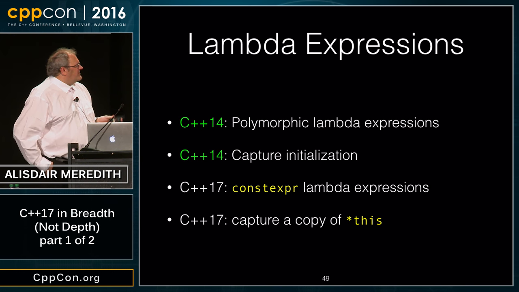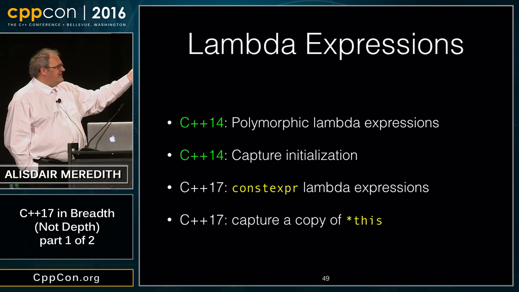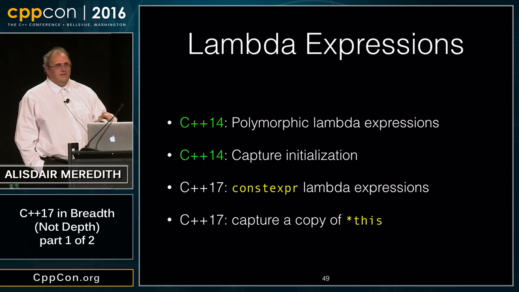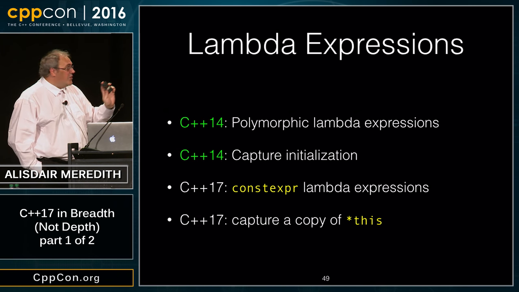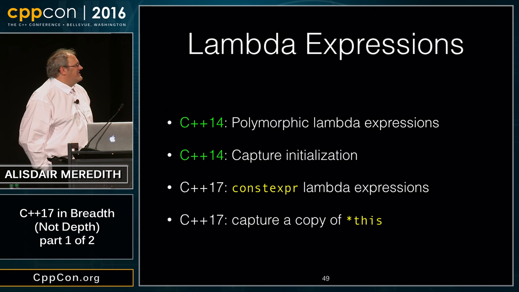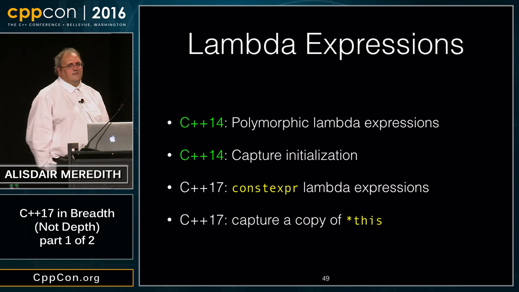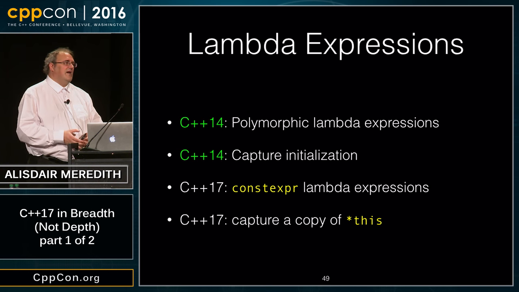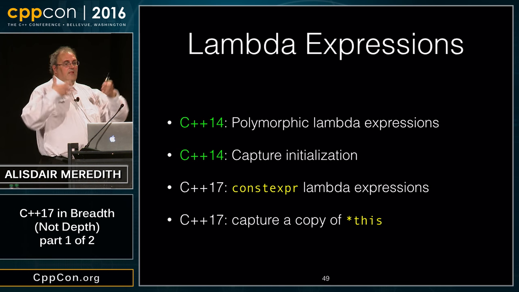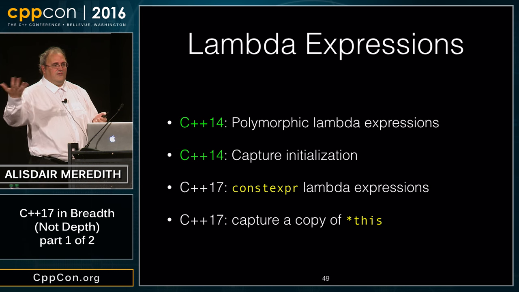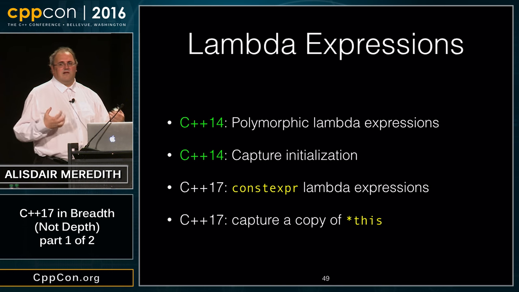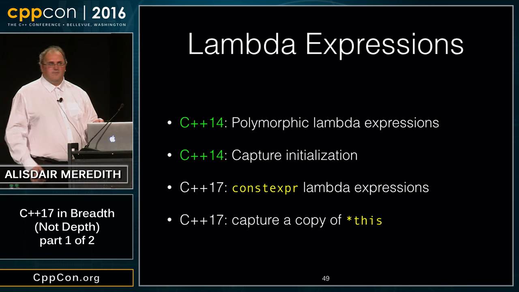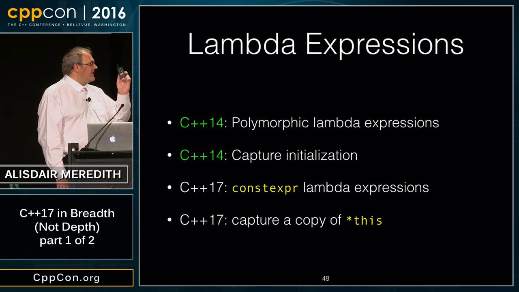So C++14, we have the polymorphic lambda expressions I just showed and the capture initialization. Show of hands earlier said you already know all about these. For C++17, lambda expressions can now be constexpr, which means that they'll be literal objects. You can constexpr initialize them. The lambda expression itself can be executed as a constexpr evaluation.